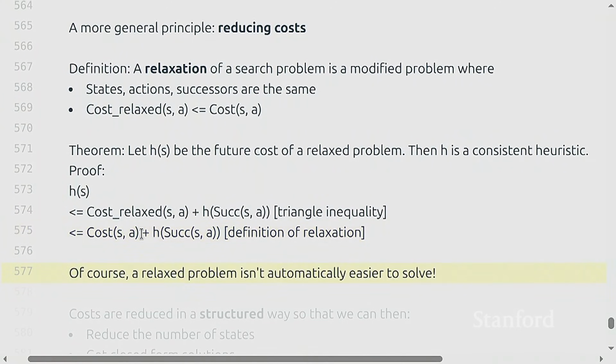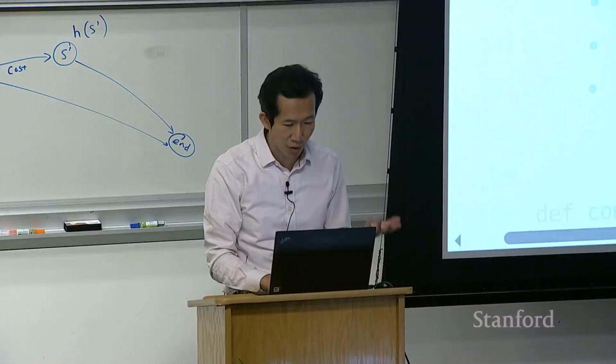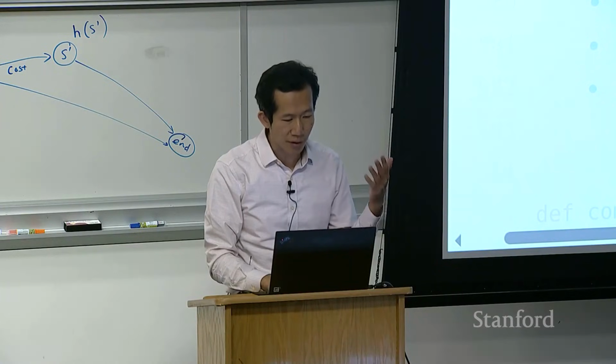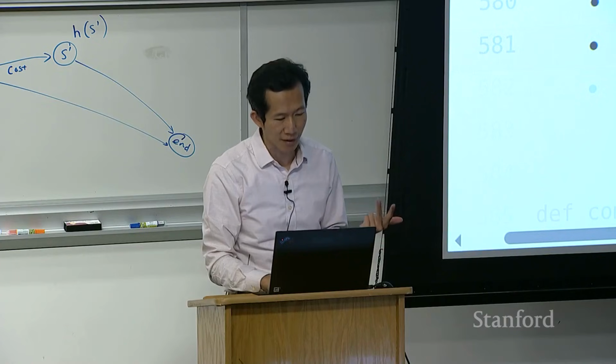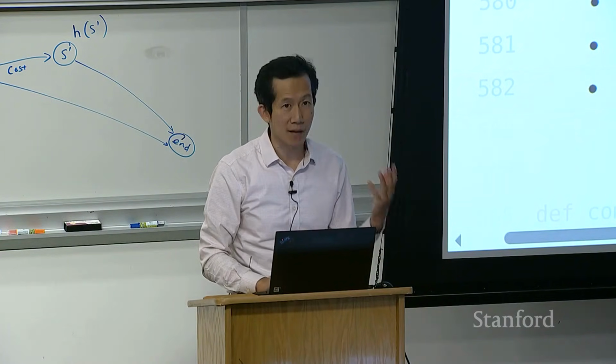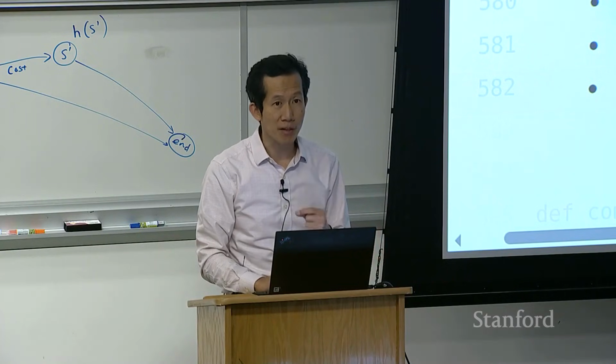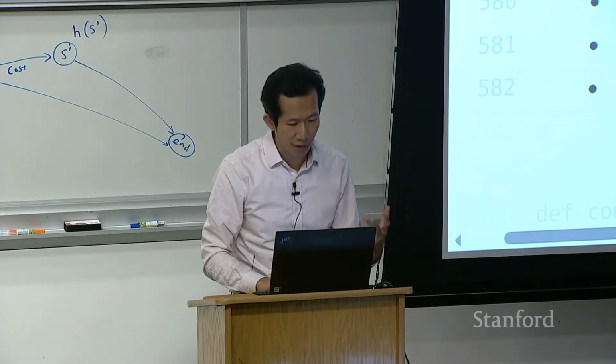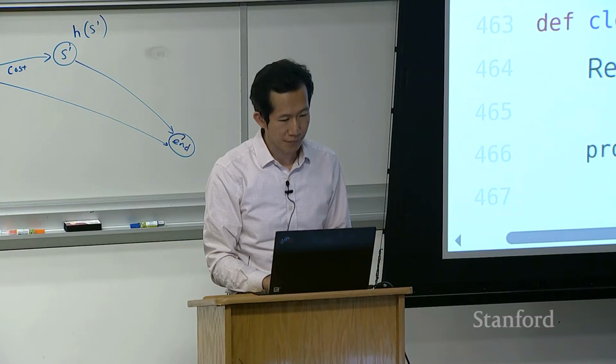Okay. So of course, a relaxed problem isn't automatically easier to solve. If I go around and just reduce the cost willy-nilly everywhere, it doesn't necessarily make it easier. So costs generally have to be reduced in a structured way so that you can either reduce the number of states to search in, you can get closed form solutions, or you can break things into independent problems. Okay? So this is more of a mathematical framework that allows us to prove correctness. When you actually design heuristics, you should still think about these 3 principles.